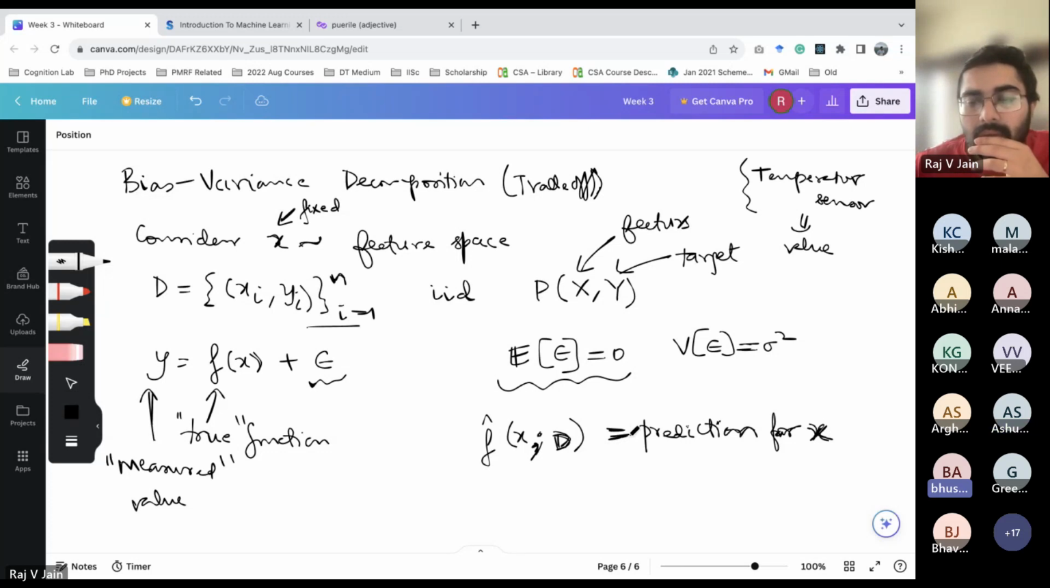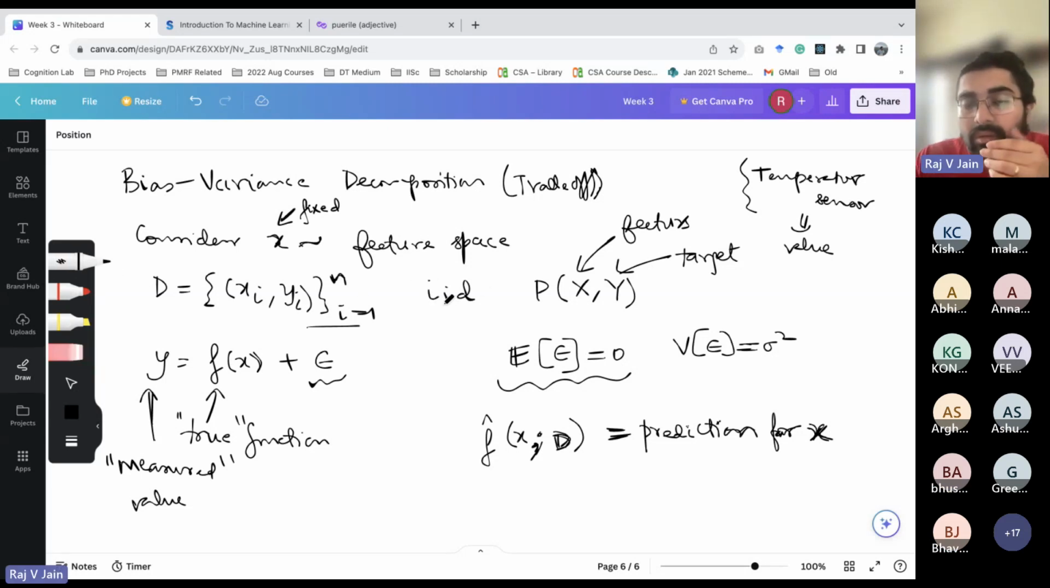So what is D? D is a training data set. So all the points that you have with you to train a function, to train whatever ML algorithm, that is f hat. That is D, the training data. There will be randomness in it, but it won't be a random variable.